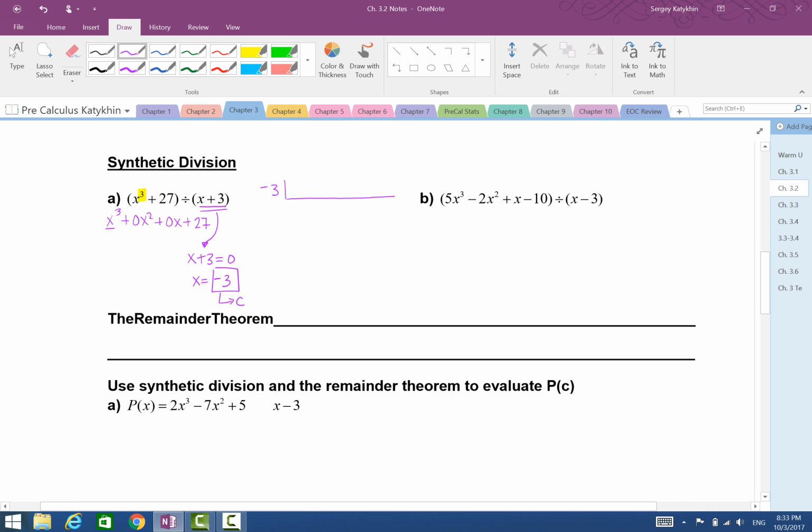My coefficients of this whole thing: the first is going to be 1. That's x to the third. The coefficient here is 1. X squared is a 0.